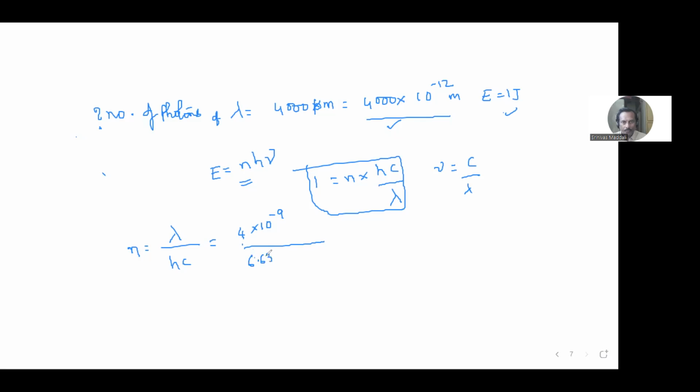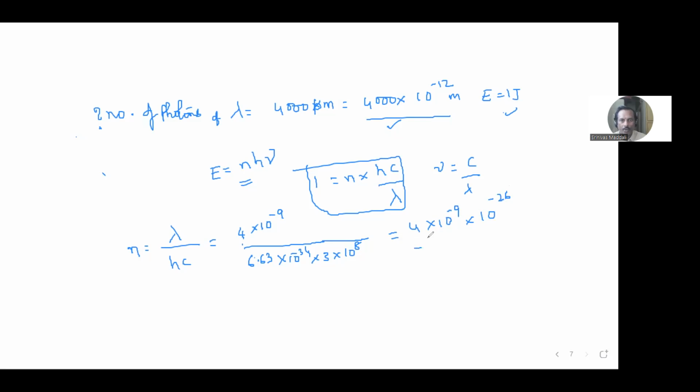I'll write it as 6.63 into 10 to the power of minus 34 multiplied by 3 into 10 to the power of 8. C value is 3 into 10 to the power of 8. So that becomes how much? 4 multiplied by 10 to the power of minus 9. So we'll take all these 10 exponential forms in the numerator. So 10 to the power of minus 34 into 10 to the power of 8 will become 10 to the power of minus 26. That I'm writing in the numerator.